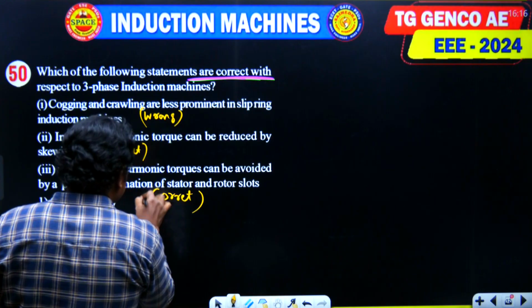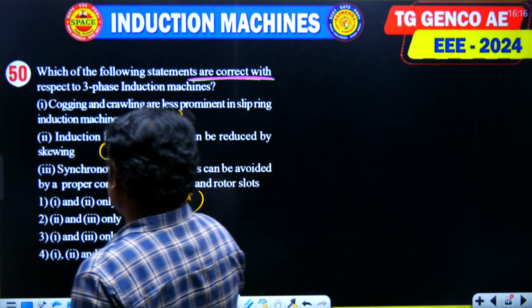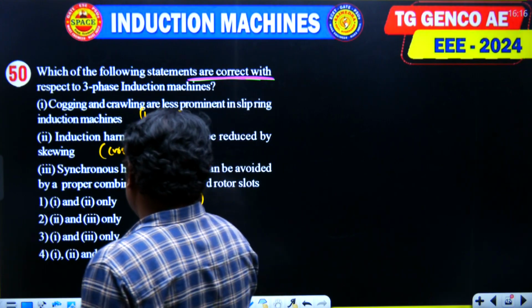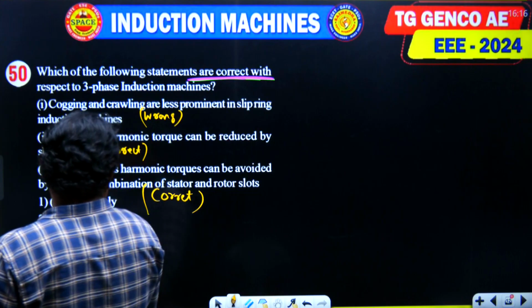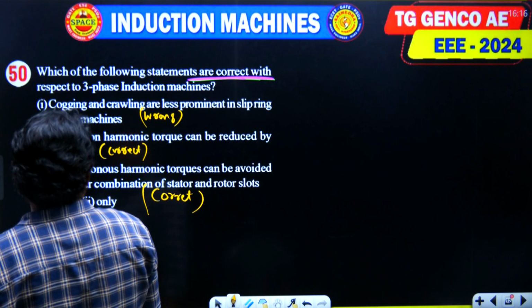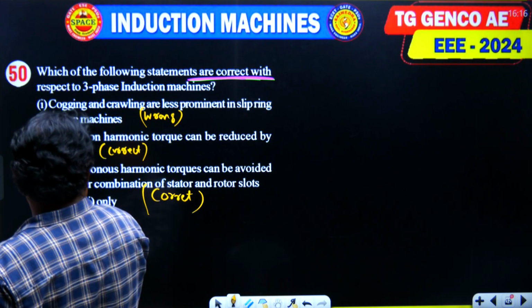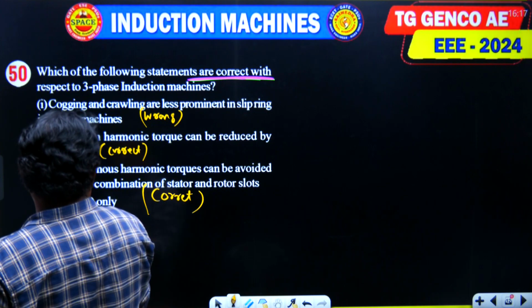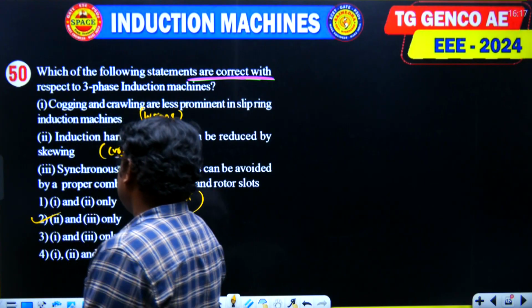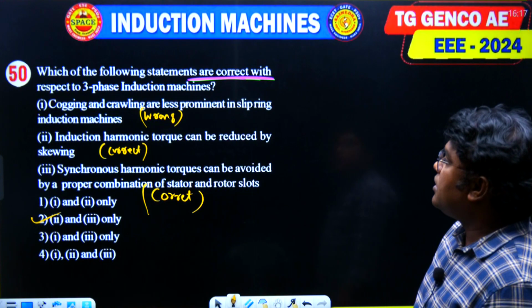So what is the answer for this question? Only statements 2 and 3 are correct. Where is the option with 2 and 3? Option 2 is correct for this question. Statements 2 and 3 are correct.